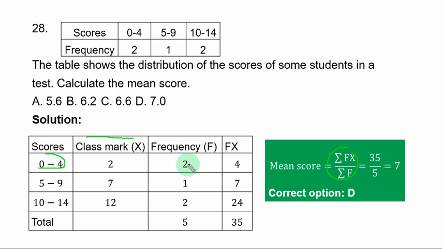The frequencies are 2, 1, 2. So you get the product of frequency and x, that is the score. 2 times 2, 4. 7 times 1, 7. 12 times 2, 24. By the formula, we need the sum of fx, that is 35, and the sum of frequencies, 5. So the mean score is 35 divided by 5, and that is 7. D is the correct option.